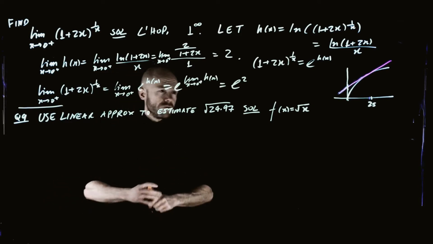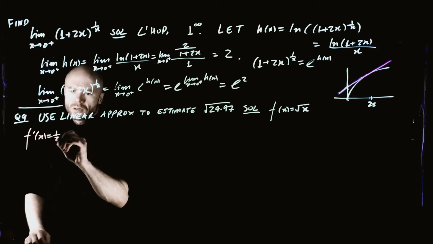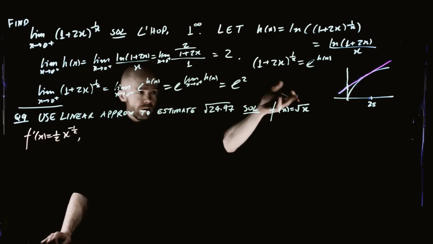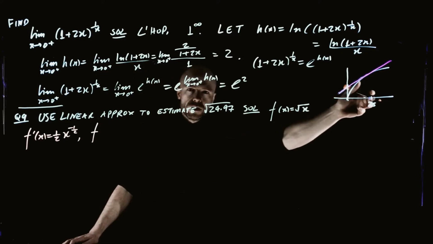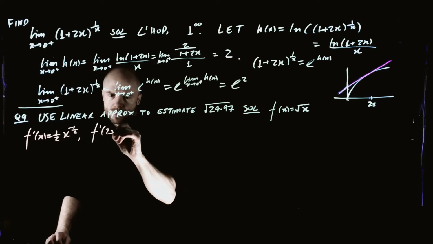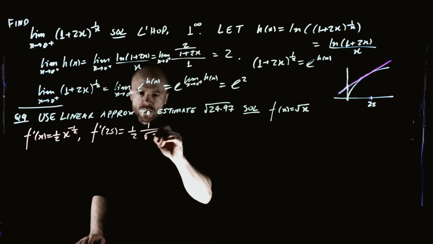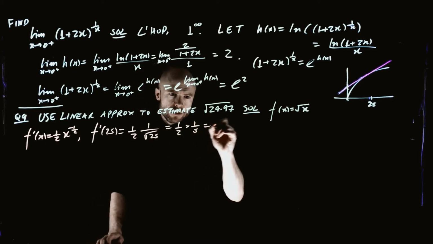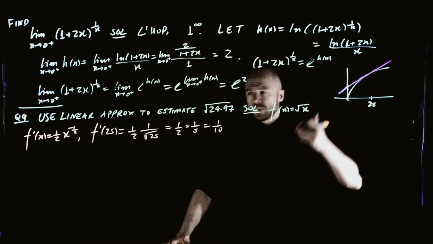And we need to differentiate the function. So f'(x), as you know, is 1 over 2 x to the power of minus 1 over 2. We apply x equals 25 to this, because we're going to do the linearization around 25, so we need the slope when x equals 25, right? It's 1 over 2 times 1 over the square root of 25, which is 1 over 2 times 1 over 5, which is 1 over 10. Okay, so the slope of this red line is 1 over 10.